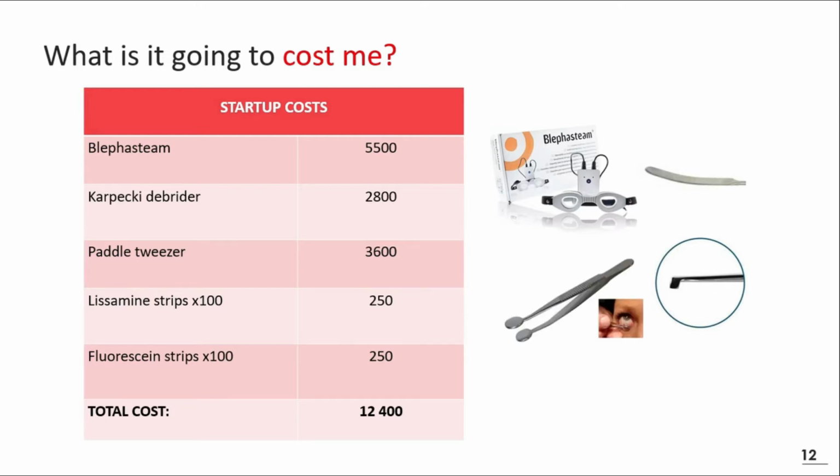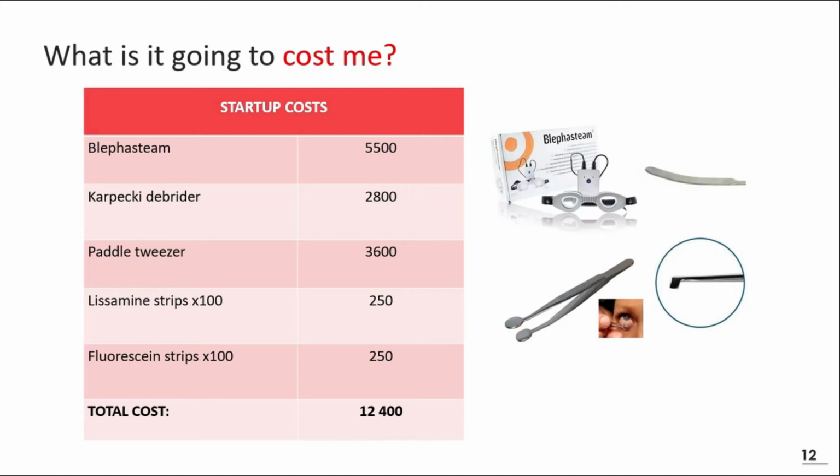Then the third thing you will need is a paddle tweezer. Paddle tweezer is there to squeeze the lid in order to get the meibum to express out of the gland. There are many different types of this type of tweezer. You will have to see what you can find in your environment. But this one, the Collins tweezer, is the one that I use. I found it incredibly effective and it really works well for the process that we will be using it for.